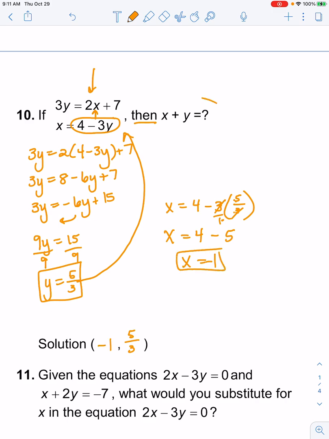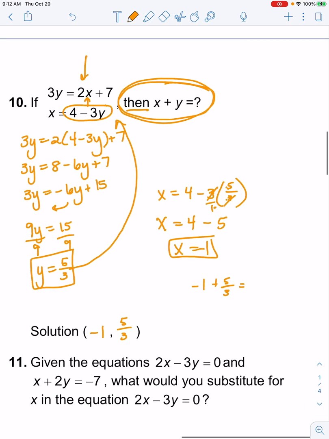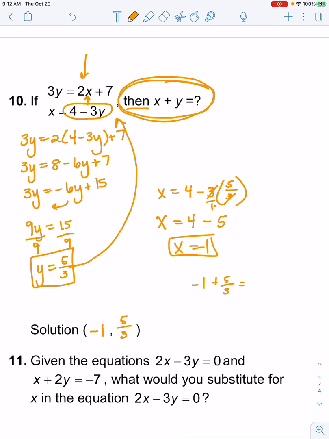So remember that they asked us, then x plus y equals what? So they're wanting us to take this a step further and take the x value, which is negative 1, and the y value, which is 5/3, and add them together. Okay, now as you know, common denominators is how we add fractions, but you also have a calculator that will totally just do this for you. You are totally welcome to use that.